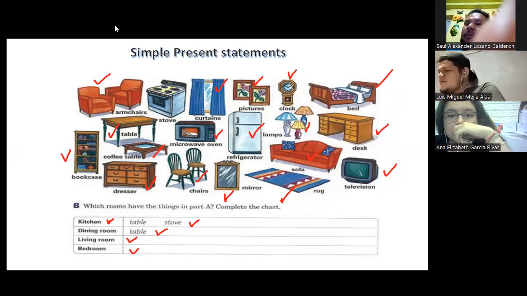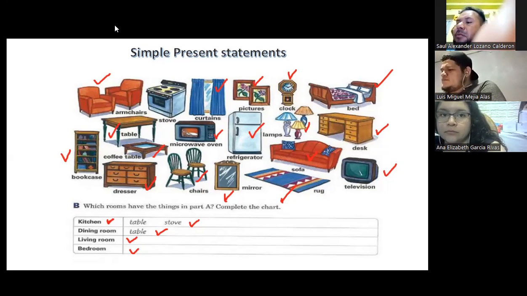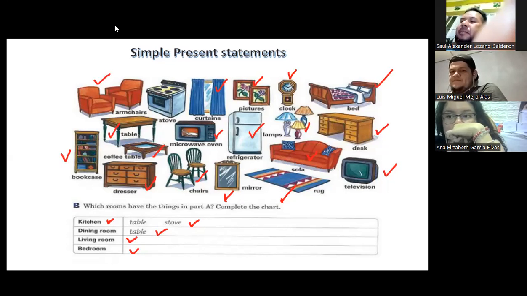Okay, what else? What can we find in the dining room? ¿Qué podemos encontrar en el comedor? What do we find in the dining room? Chairs. Table. Lamps? Yeah. The table and also the coffee table. The coffee table. And the chairs, right?